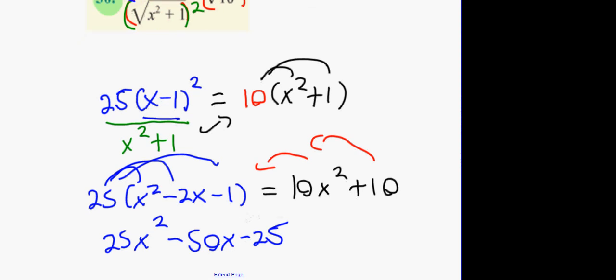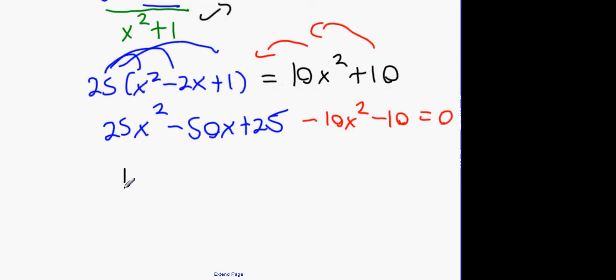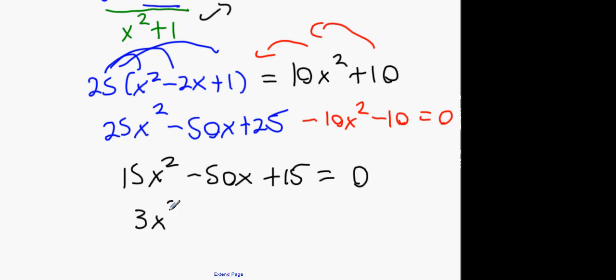Okay guys, so this part here, minus 1 by minus 1 is actually plus 1, and that will be plus 25. Okay, this equals... Alright, so then we're going to take away 10x squared, minus 10 equals 0. And what we're going to get here is minus 15x squared minus 50x plus 15 equals 0. Divide across by 5. 3x squared minus 10x plus 3 equals 0.